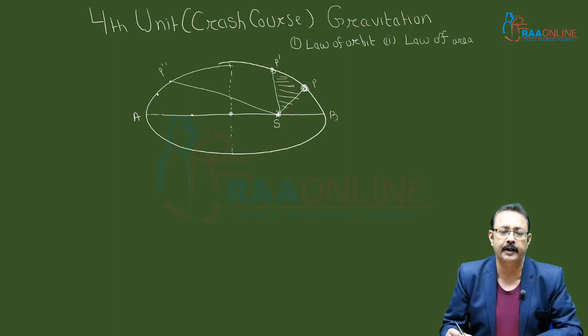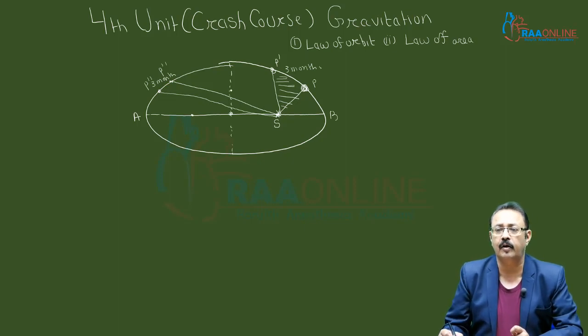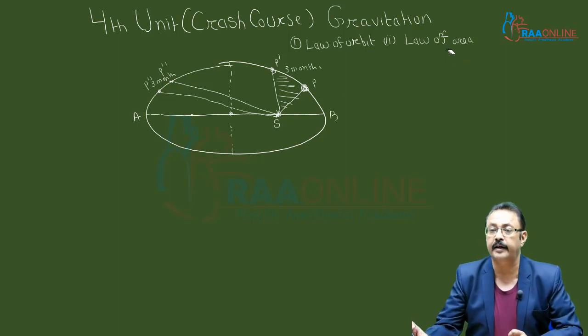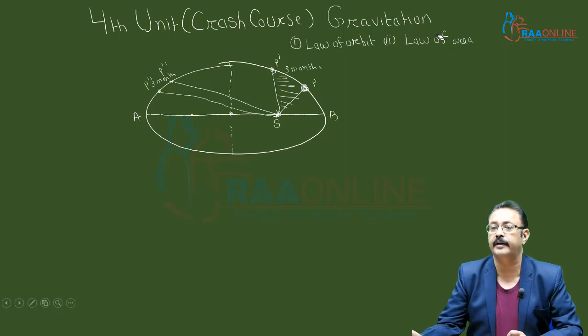But in 3 months, if it has to sweep the same area, it means now the planet will slow down so that the bigger line will sweep equal area in equal time interval. If here it took 3 months, in this portion it will also take 3 months, from this point to this point. It is known as the law of area.